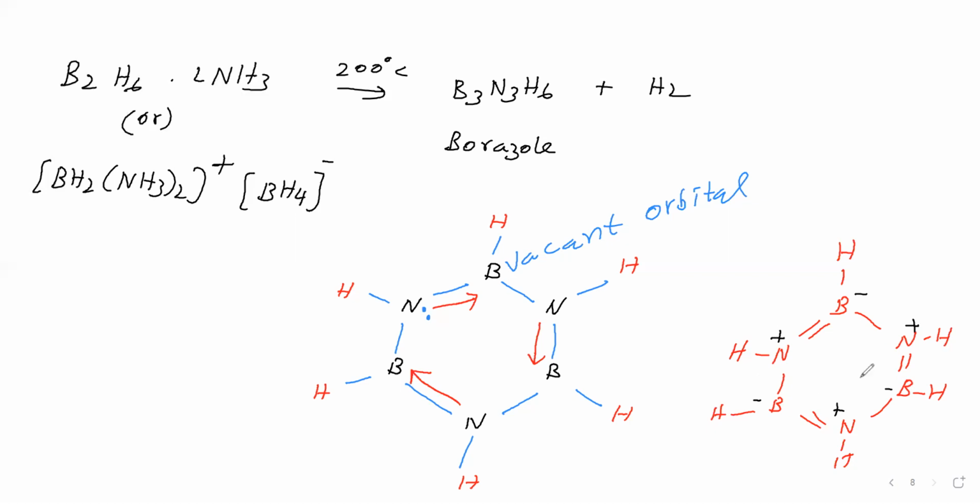The structure is just like benzene, therefore this is called inorganic benzene, we can say. This borazole, another name is inorganic benzene. For this, another name is given, borazine. This compound is a volatile compound.